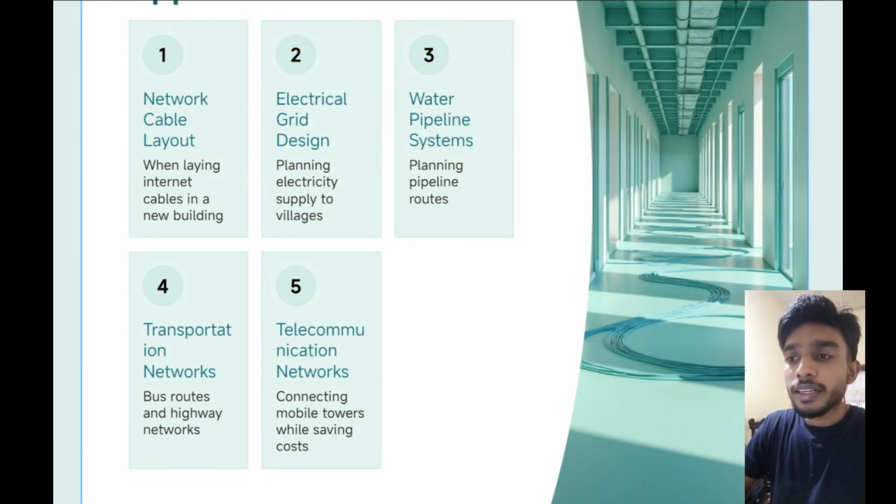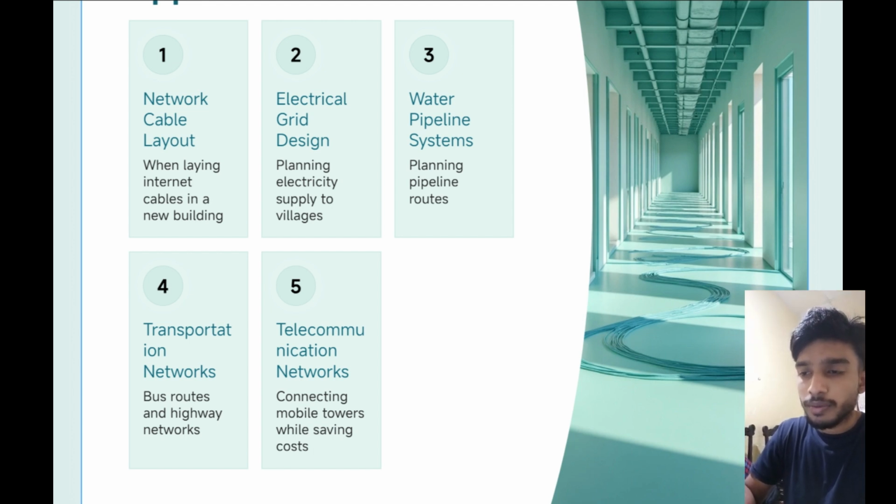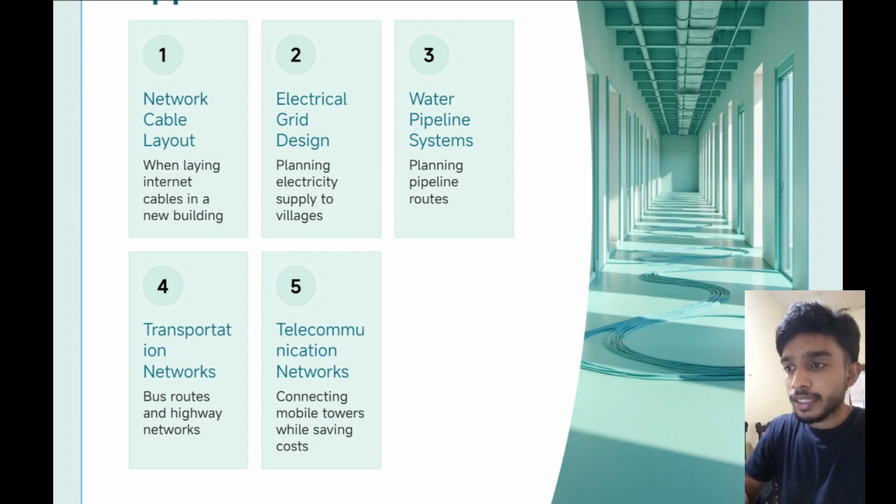Now you can see real-world applications for Prim's algorithm. First, network cable layout, when laying internet cable in a new building. Second, electrical grid design, planning electricity supply to villages. Third, water pipeline systems, planning pipeline routes. Transportation networks, bus routes and highway networks. Last one, telecommunication networks, connecting mobile towers while saving costs.